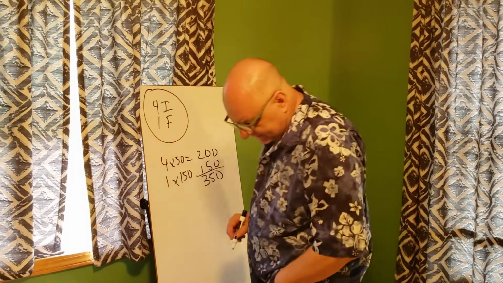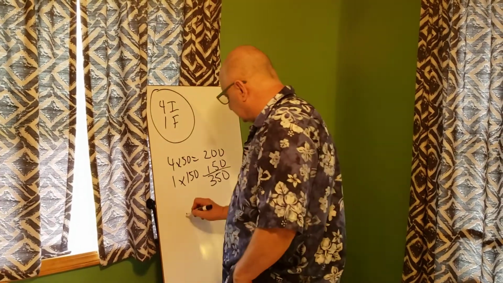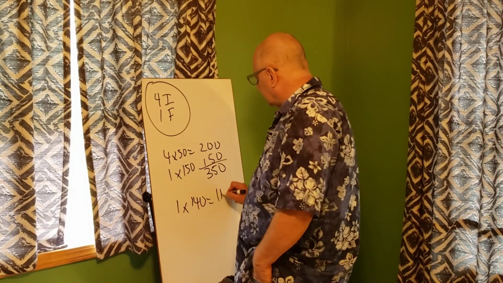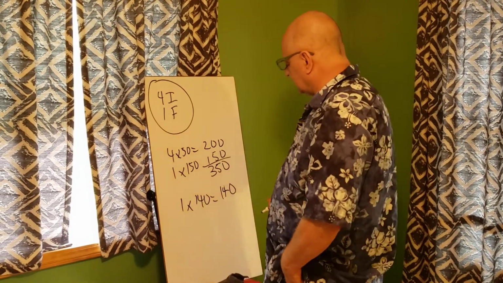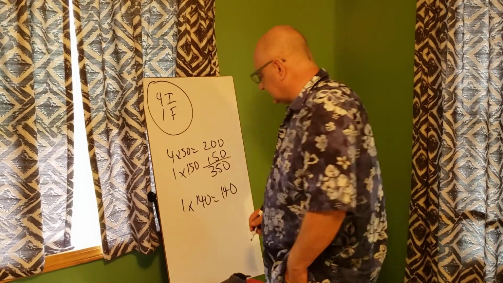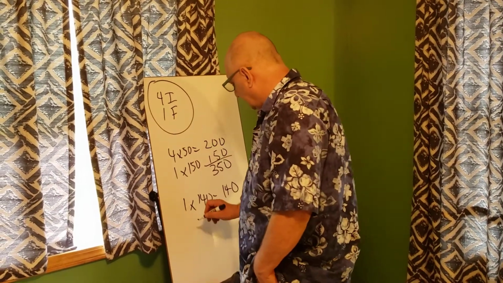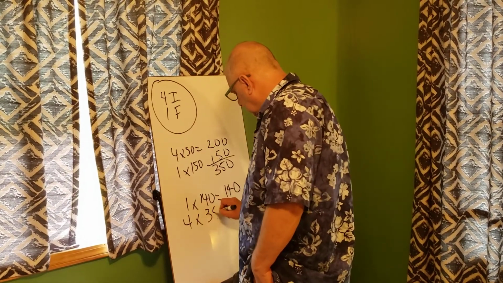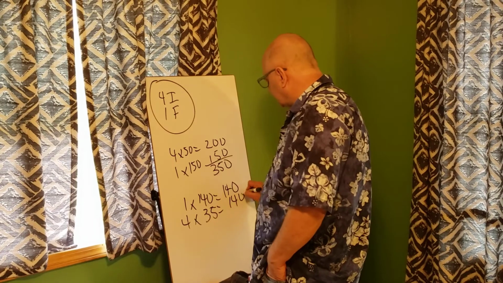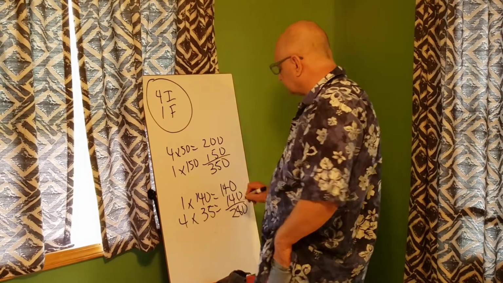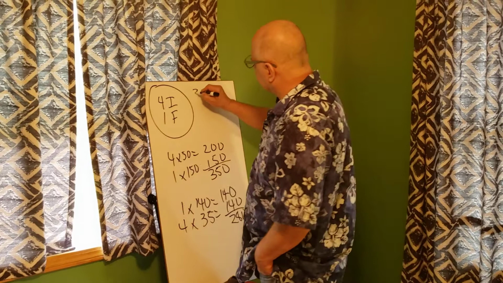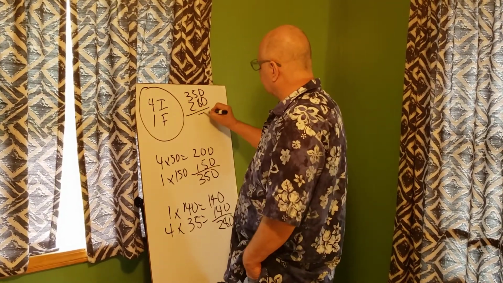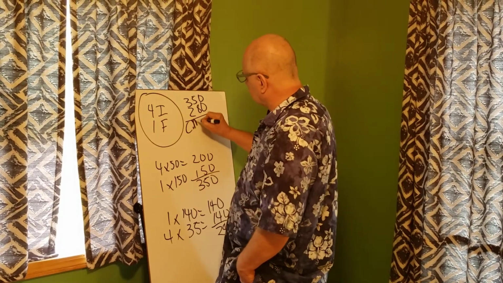Now my variable cost incurred in doing that is, first of all, 1 times 140 is 140. That's what my variable cost is for one family ticket. And for 4 individual tickets is also $140, a total of $280. So I'm going to take this $350 minus $280. That's going to give me $70 contribution margin.